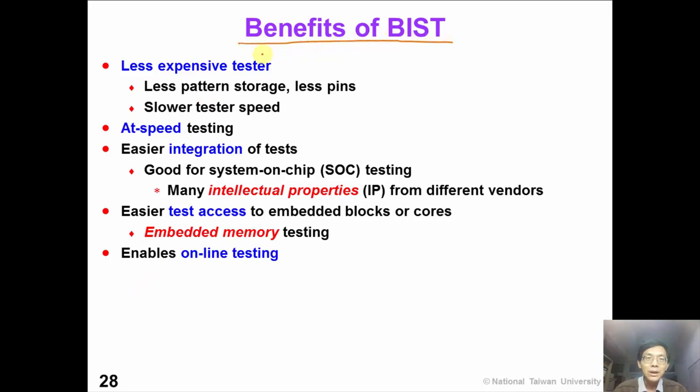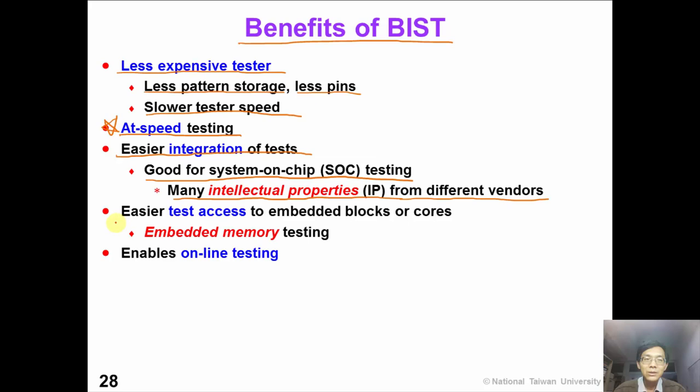BIST has many good advantages, such as we can have a less expensive tester with BIST because the tester can have less pattern storage and fewer pins, also slower speed. The second advantage is that we can run BIST at specified speed. This is very important for BIST. The third advantage is easier integration of tests. This is particularly important for system on chip SoC testing, because in SoC there are many intellectual property IP coming from different vendors, and we don't know how to test them. If we can have BIST, then the test problem can be solved easily.